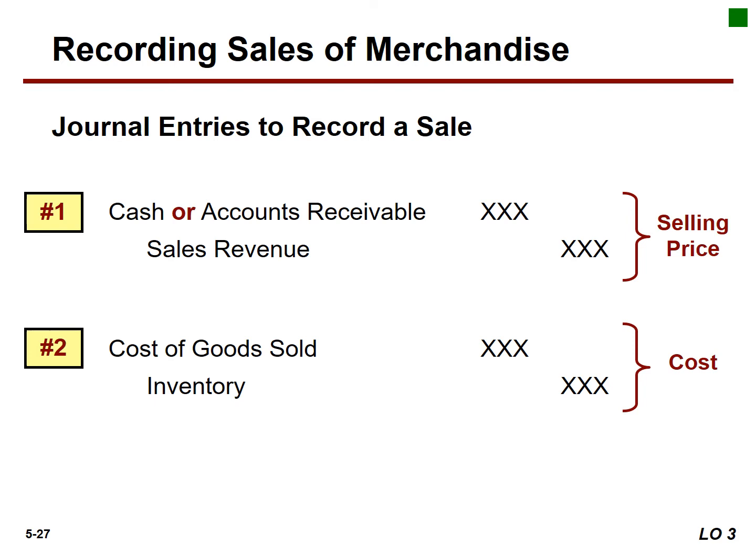A perpetual inventory system will make two entries when it makes a sale of merchandise inventory. They will debit cash, or if it's a credit sale, accounts receivable, and they will credit sales revenue. And as we talked about earlier, a perpetual inventory system business records cost of goods sold with each sale. So there's going to be a debit to the cost of goods sold account and then a credit to the inventory account because the inventory balance has been reduced.